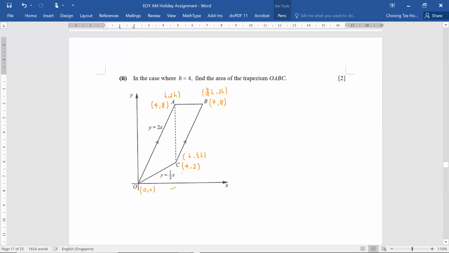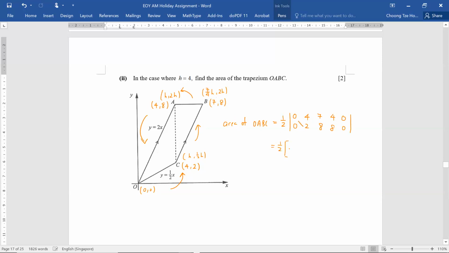So we are going to use the bootlace method and we need to go in the anti-clockwise direction. Okay, so this way, and then remember to go back to the first coordinate. So area of OABC will be half. Okay, start from 0, 0 first, so it's easier to calculate. The more zeros you have inside your template, the easier it is to calculate. So for 8, then go back to 0, 0, right? Okay, so the area will be half.